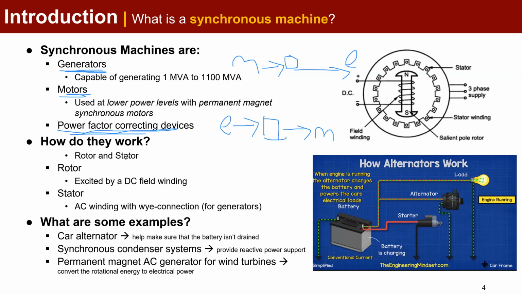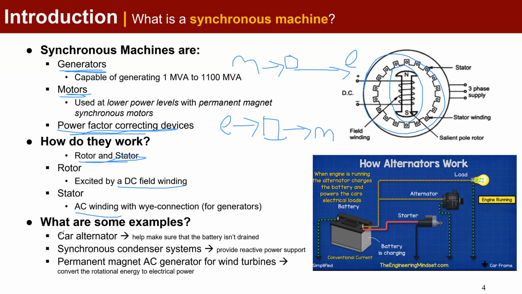How does a synchronous machine work? Well, it's made up of two components, the rotor and the stator. The rotor here is excited by a DC field winding, okay? And then the stator, which is what I'm circling here, is excited by an AC winding. What these two do is the AC winding creates a magnetic field, and the DC winding will rotate in that magnetic field.